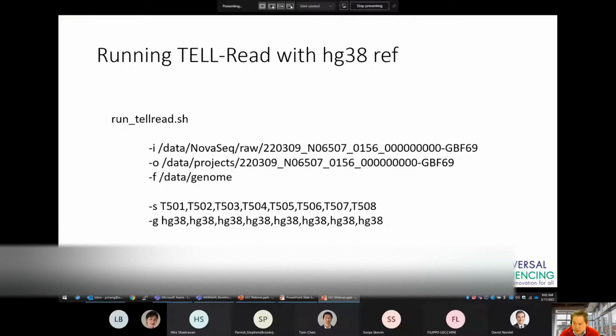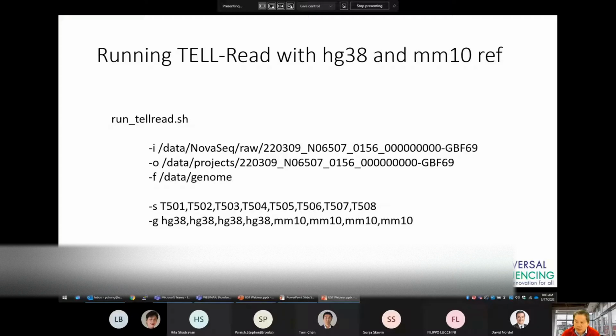Once you've set up the software, you can run the program using syntax like this, which specifies the raw input, the output directory, and directories containing your genome database. You will also need to specify the sample barcodes to include in the analysis along with their respective genome references. For example, here, there are 8 different samples that should be analyzed using the HG38 reference.